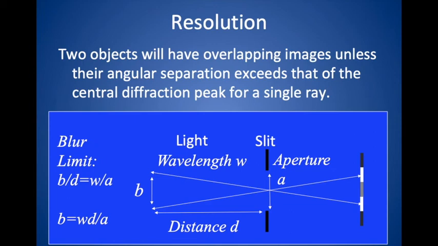So that blur is the ratio between, well, let's look at it this way. The ratio between the blur and the distance is the same as the ratio between the wavelength and the aperture. So the formula for the blur is the wavelength times the distance divided by the aperture. That tells you how far apart two objects need to be for you to be able to tell them apart.